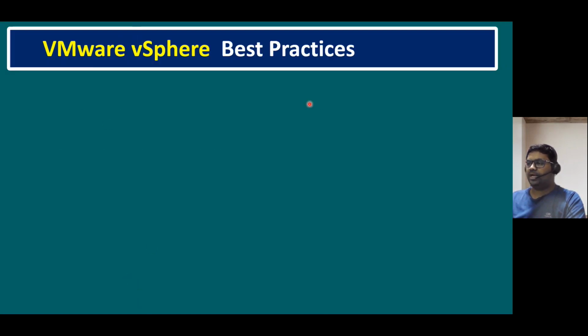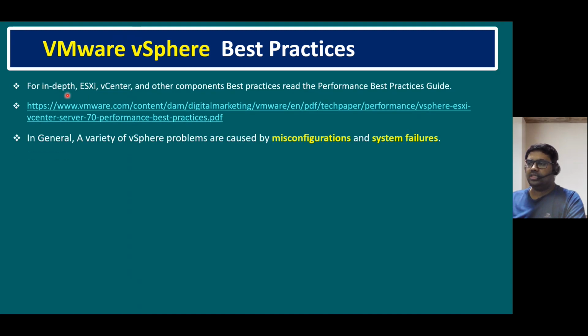VMware vSphere best practices. For in-depth best practices on ESXi, vCenter Server, and other virtual components, read the performance best practices guide available on the VMware website. This is the website link, or in Google you can just type VMware vSphere best practices and you will find this guide within the first link. It is close to 100 pages, but I'm not going to explain all 100 pages. Whatever the key items are for each virtual component, those key best practice items I will cover today. If you are interested to learn more, you can go through this PDF when you have spare time.